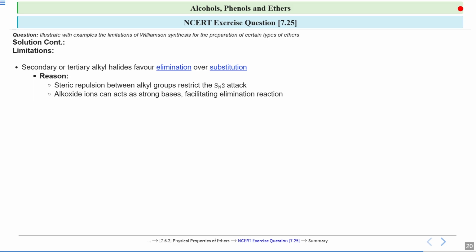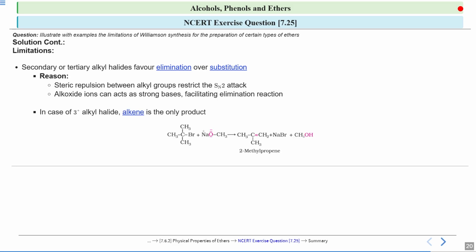So alkoxide ions can act as strong bases, facilitating your elimination reaction. When the elimination reaction is happening, your alkoxide ions act as a base in that reaction. What does a base do? A base accepts a proton, that is, it accepts H plus ions. So in the case of a 3-degree alkyl halide, alkene is the only product.